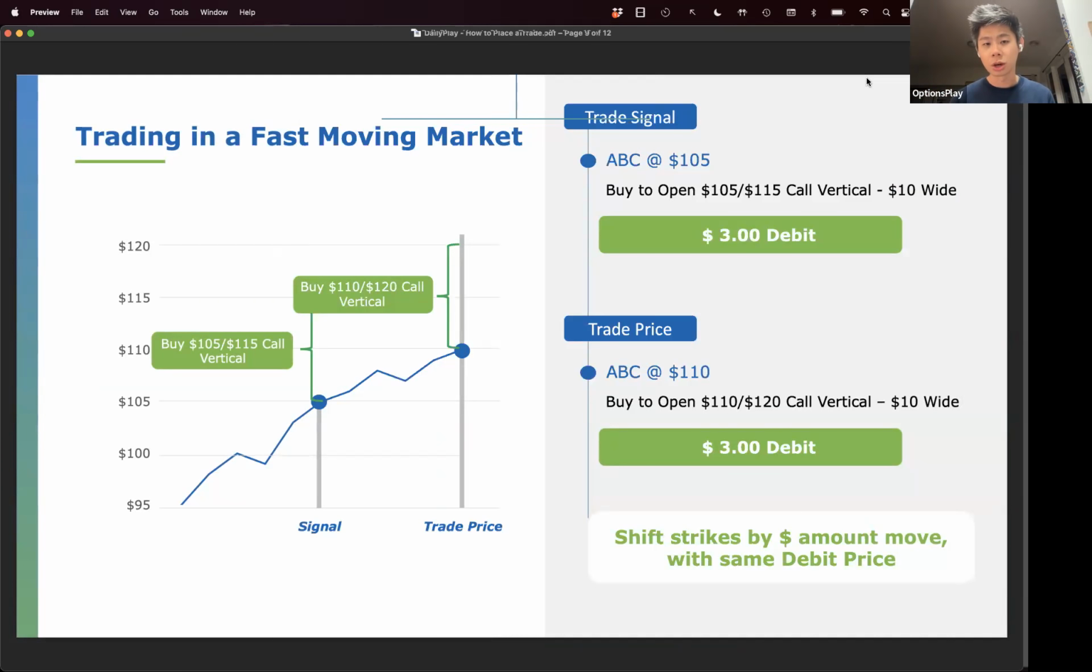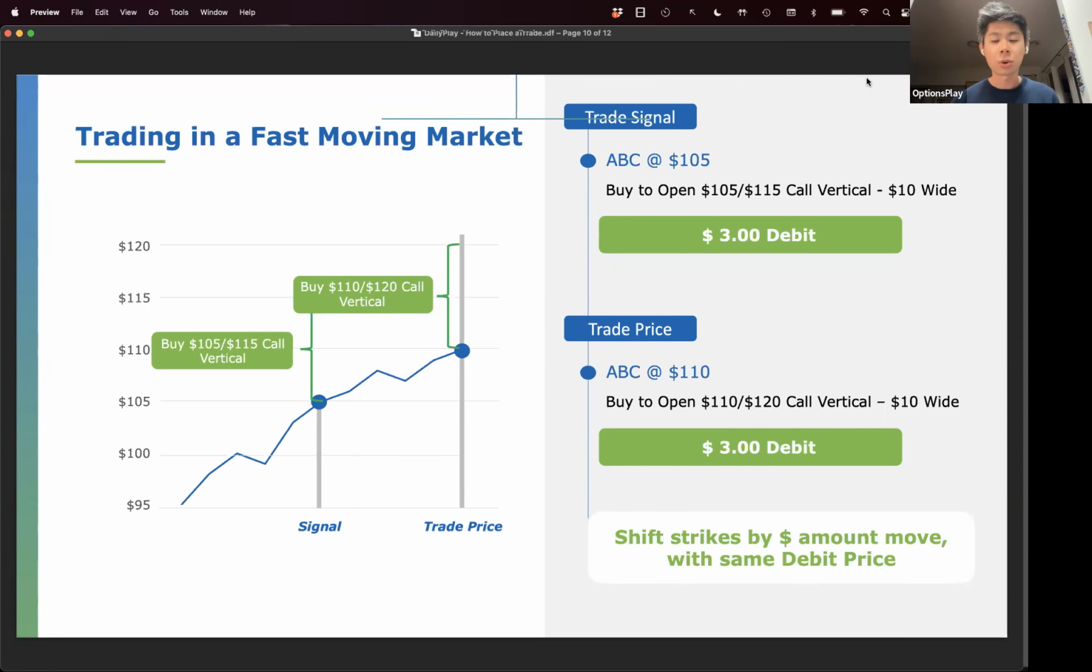And then lastly, what I want to talk about, this is a common question that we get, probably one of the most common questions that we get, is regarding trading in a fast moving market. We send out a trade signal with a specific price on the underlying and specific trade structure, but by the time you receive the signal, by the time you're ready to place the trade, the market has moved. And the question always becomes, is the trade still valid? Now, whether the trade is still valid, there are other factors to consider, but if you still consider the trade to be valid, how can you determine what to trade?